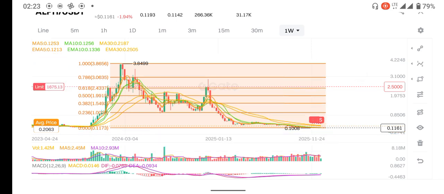As a long-term trader, what advice can I give? You can put your take profit at 61.8%, which is 2.4337, and 78.6%, which is 3.0635. You can put your take profit at these particular points, and the market will respect them.